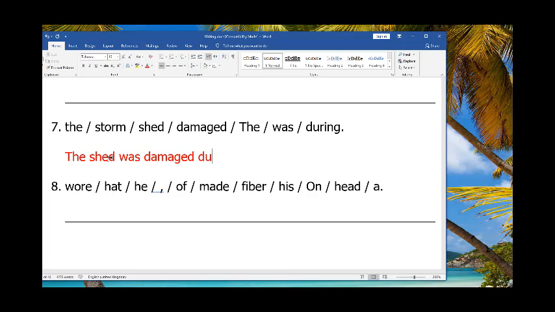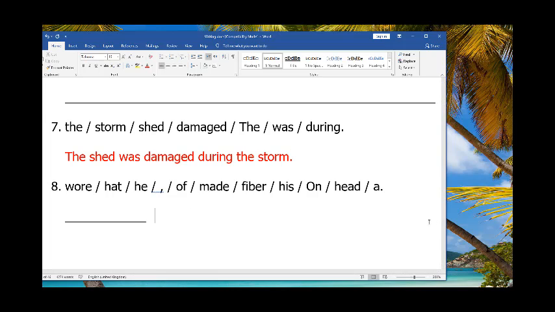Yes, during the storm. And don't forget the full stop. Okay? Is it easy now? How do you arrange the words inside your sentence so you can form a correct sentence? Okay, let's see number 8.